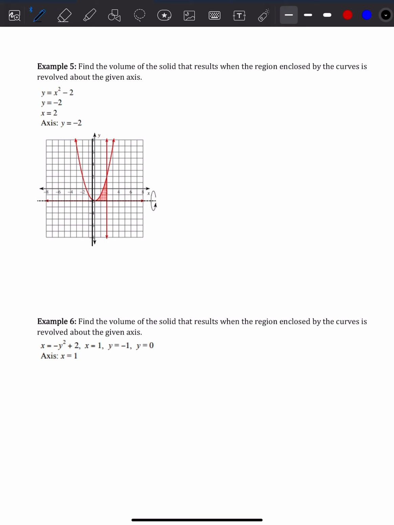We are looking at things that are above -2, and our axis that we're spinning around is -2. So a in this case is 0, b is equal to 2, and r is going to be top minus bottom. Our top equation is that parabola, so we have x squared minus 2, minus our axis of revolution, which in this case is -2, so we're going to subtract -2. In doing so, we're really adding 2. So we have x squared minus 2 minus -2, or x squared minus 2 plus 2. When you simplify it, it just equals x squared.